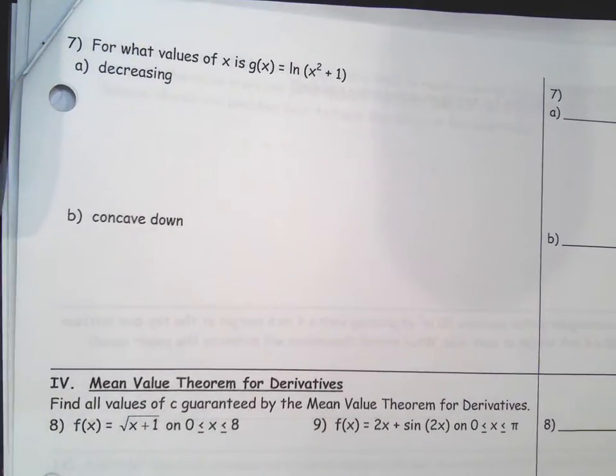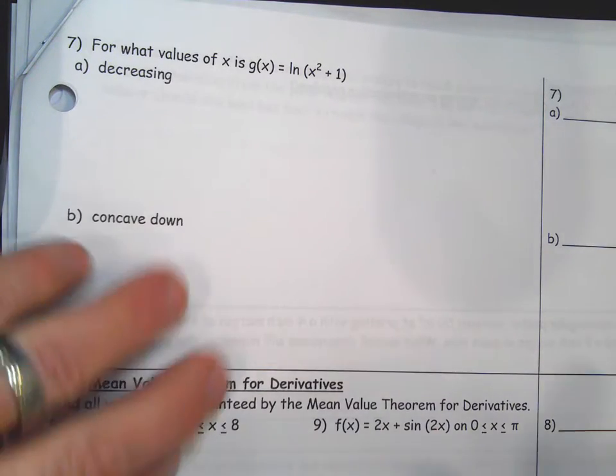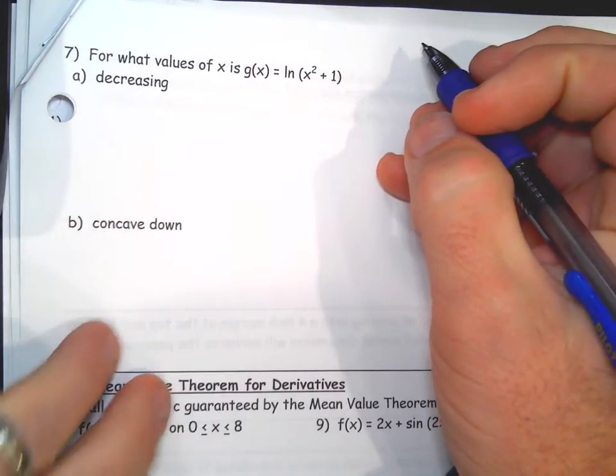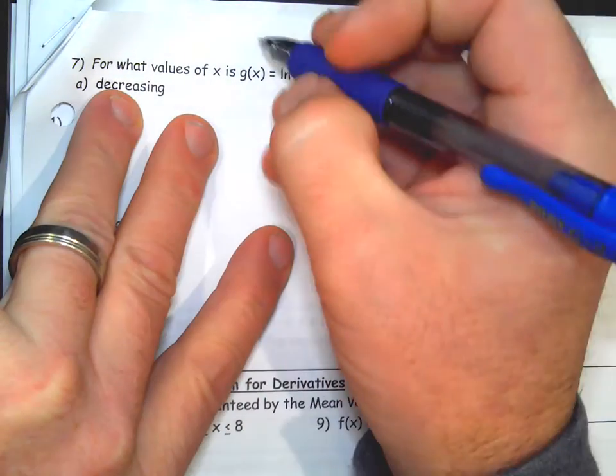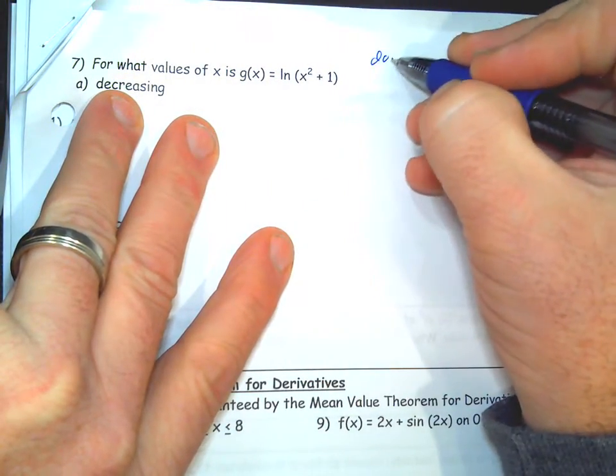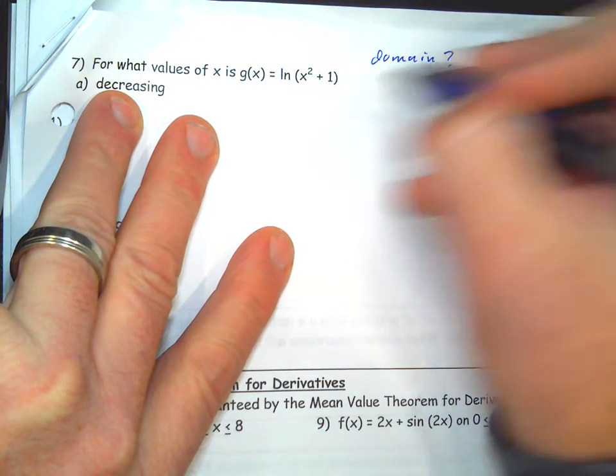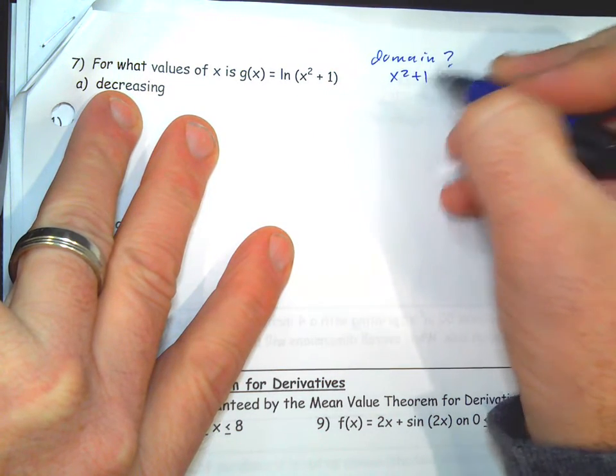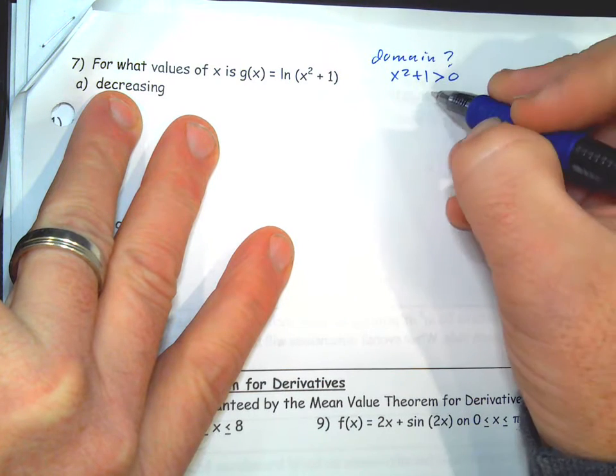For what values is this function decreasing or increasing? Well, let's take the derivative. Now, again, we should be checking the domain on all these. What's the domain, especially with a natural log? The inside has to be positive, right?